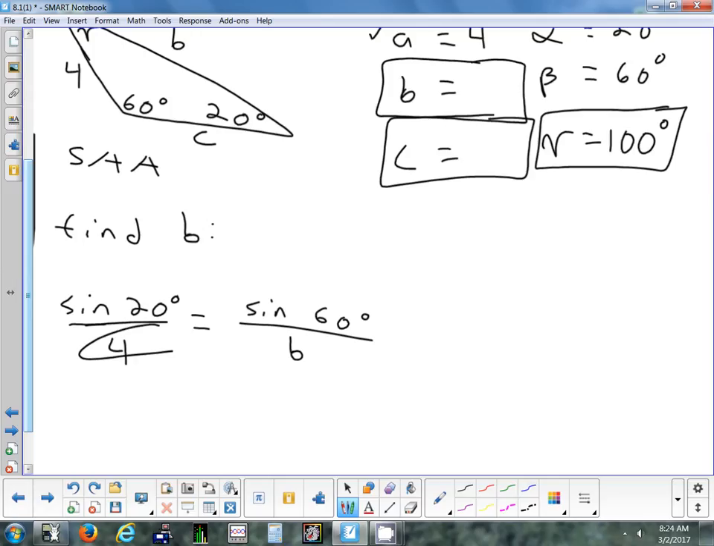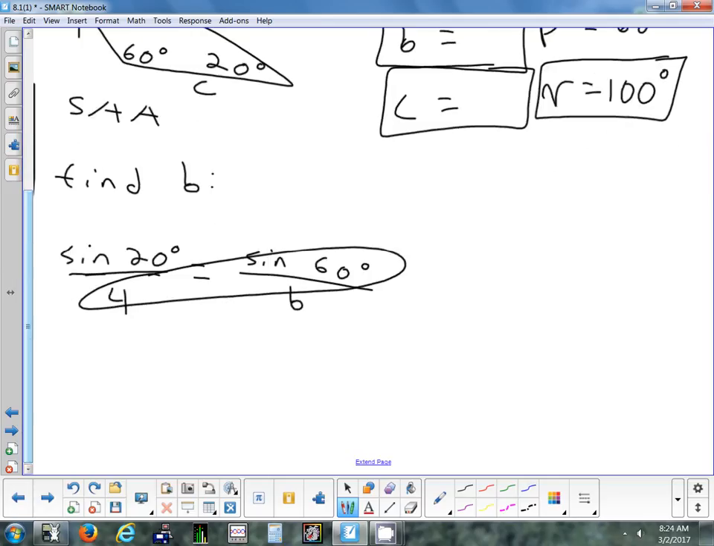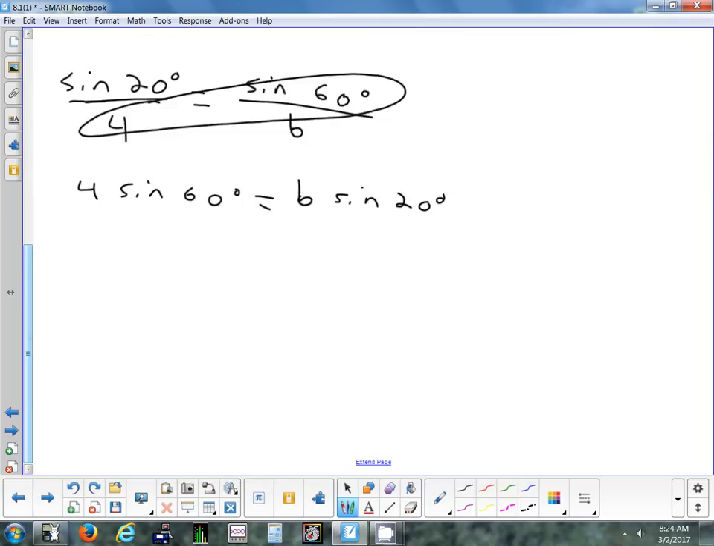And now when you have a proportion, how do you solve it? Cross multiply. So we got 4 sine 60 equals B sine 20. And my last step, to get b by itself. Yep, divide by sine 20.